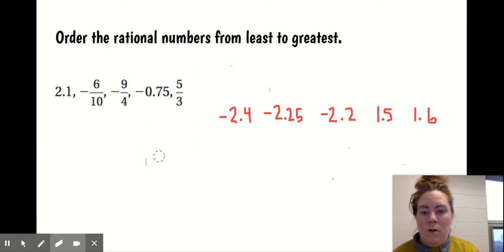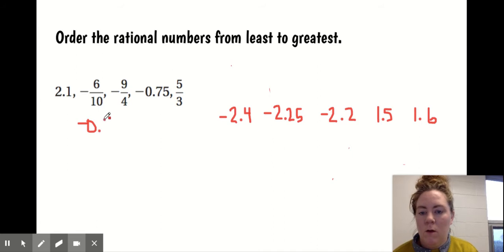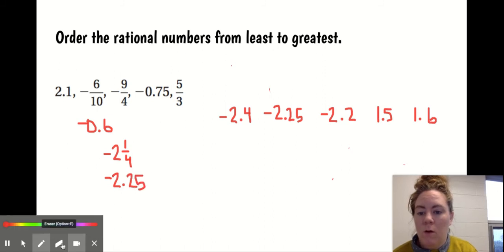If I were to make this a decimal, it would be -0.6. That one's already simple and laid out for me. If I were to rewrite this one, it would be -2 1/4. As a decimal is now -2.25. Remember those quarters, those fourths, are ones you should memorize, ones you should know. So that just leaves my 5/3.